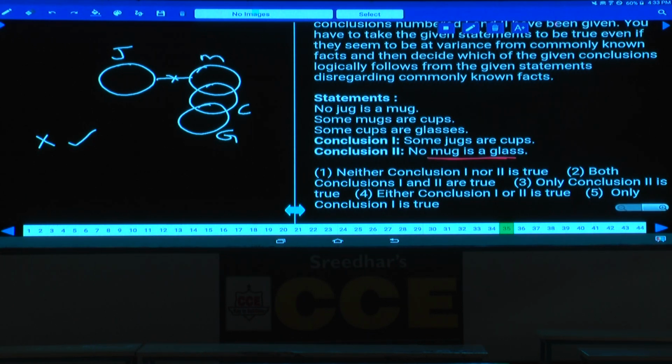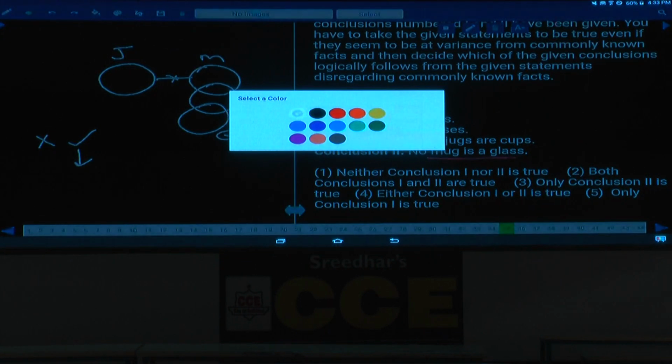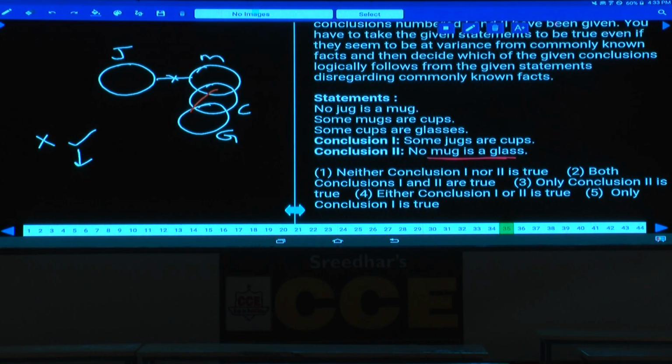And the second conclusion, a negative conclusion, which is true. To make this one false, we need to prove its alternate diagram. Some mugs are glasses. In order to make this one false, your diagram must be like this. Tell me whether I can extend my glasses like this or not. If you extend like this, then the statements will be valid, and that means alternate diagram proven. Previous conclusion will be false. After making that conclusion false, we should check the other conclusion which was false earlier: some jugs are cups. Now also some jugs are cups is false.